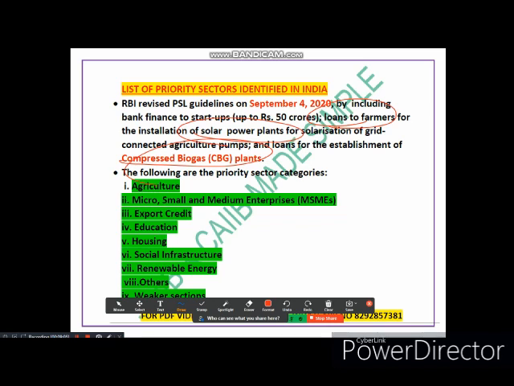Okay. So now let's discuss the next point. There are some priority sector classifications. The first is agriculture. Second is MSME. I think you are familiar with all these. The third is export credit. You know what is the meaning of export credit? Basically, this refers to the financial assistance provided to support export-oriented businesses. There are some businesses which are export-oriented, so in order to support them, this export credit is provided.